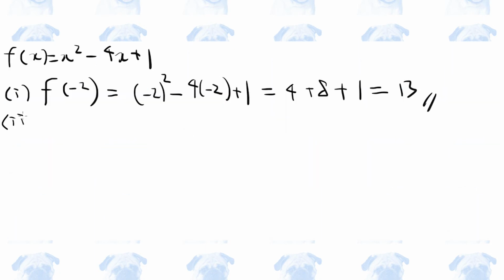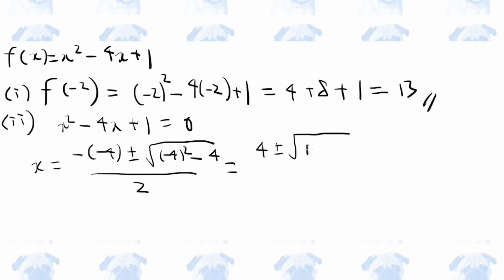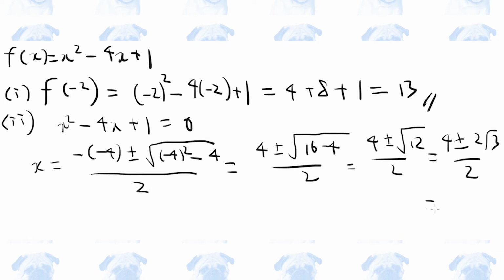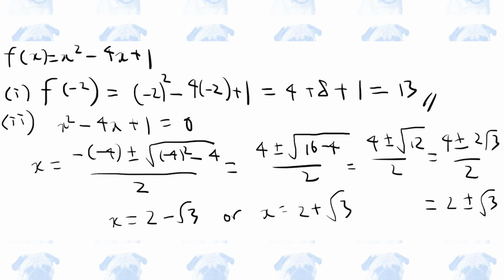And for part 2, we need to solve x squared minus 4x plus 1 equals 0. And let's use the quadratic formula. So x is 2 minus root 3 or 2 plus root 3.